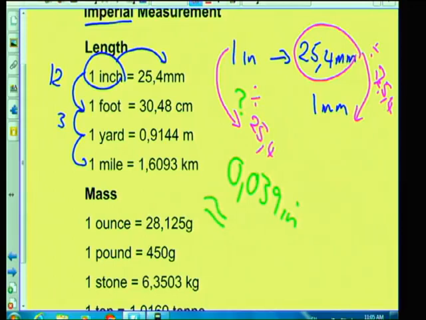If I was rounding that off to 2 decimal places, what would I do? Well, I'd look at the third place, and ask, is it bigger than 5? Yes, it's bigger than 5. So I could round it off to 2 decimal places and say it's 0,04 inches. That means it's 4 hundredths of an inch, very, very small.